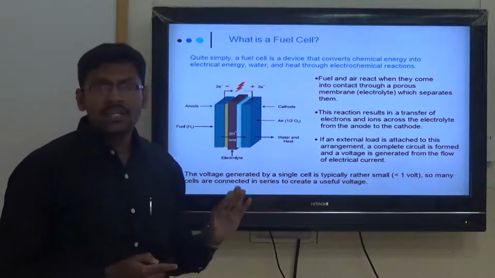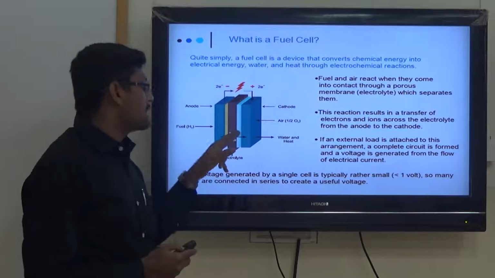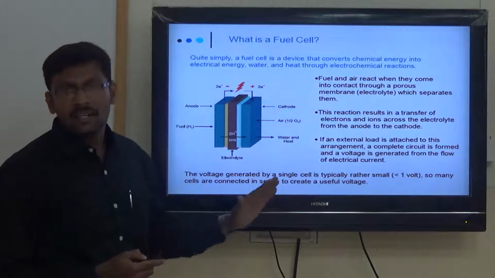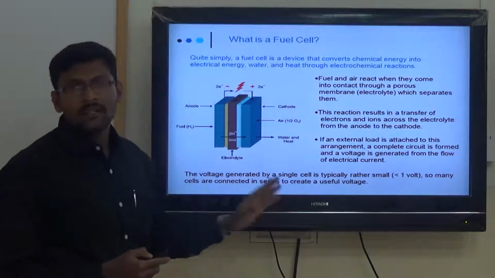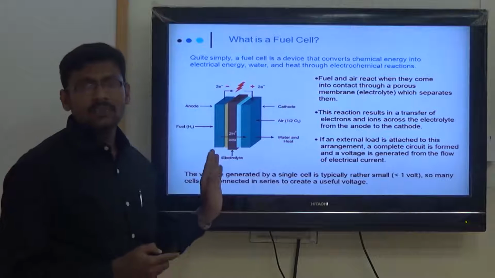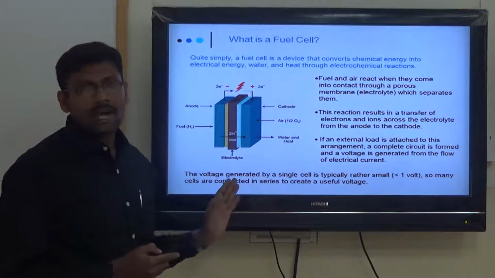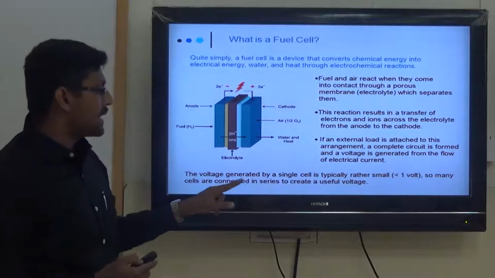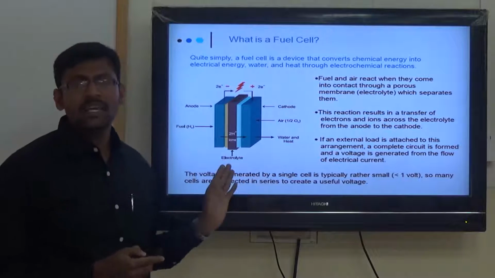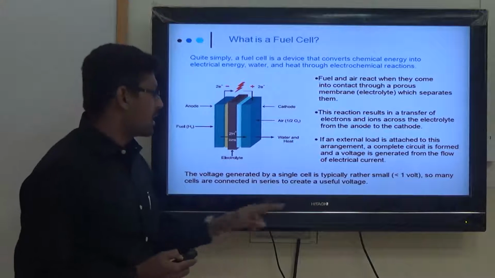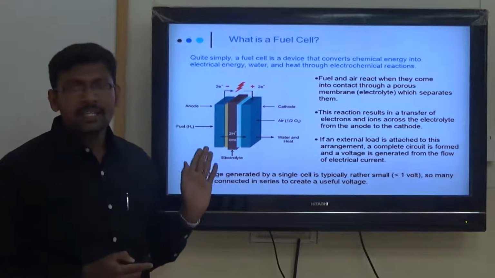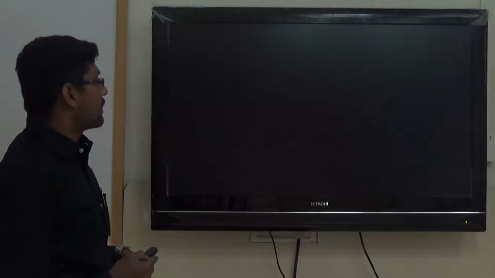In order to get the voltage, we connect the fuel cells in a stack in series. In order to get the current, we combine the fuel cells in a parallel manner. The voltage generated by a single fuel cell is less than 1 volt, so many cells are connected in series to get a higher voltage.